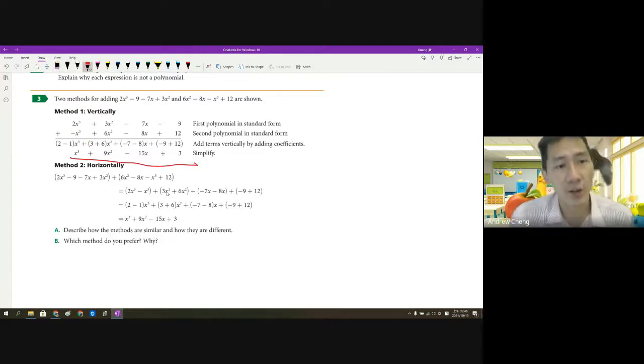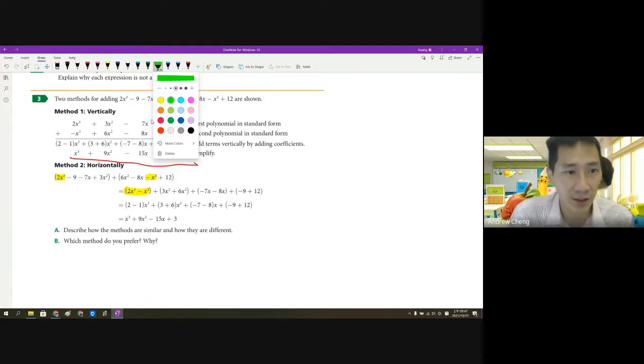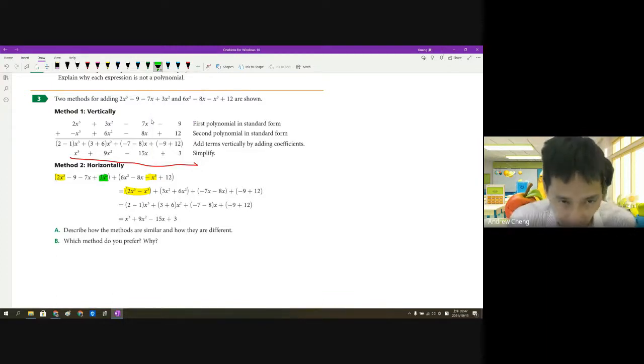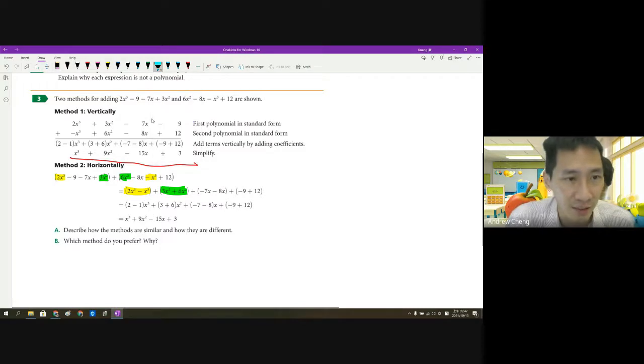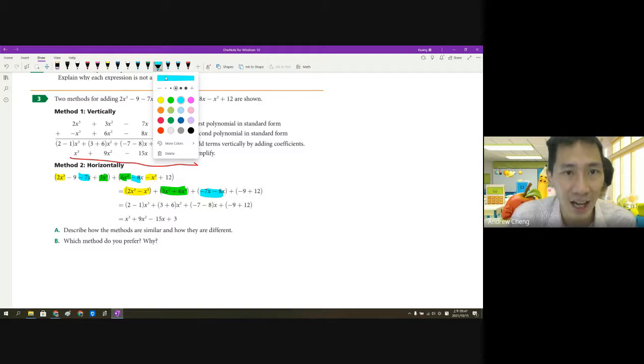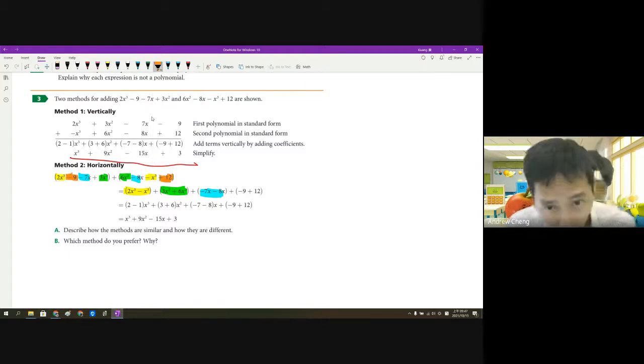Okay, and you can also do it horizontally, right? So you combine 2x cubed and -x cubed here, and then you see that 3x squared and 6x squared you leave here, and then the x terms, -7x and -8x, you write here. Lastly, the constants -9 and 12. All right, and then you combine, you get the result.